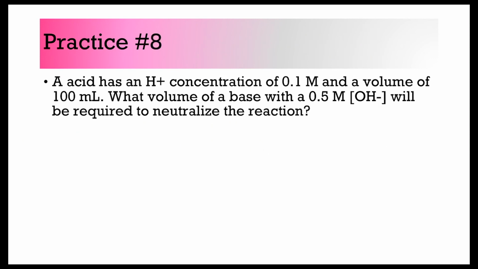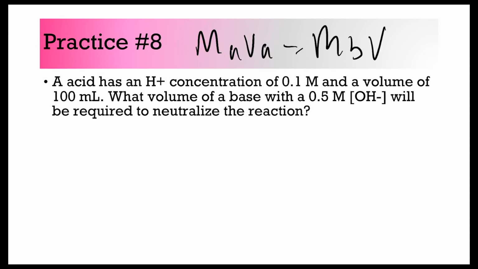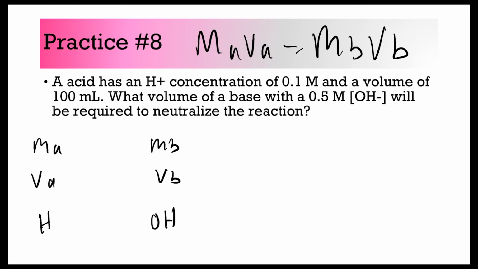Okay. Last example is, again, the same exact equation. We are going to list everything out. Ma Va, Mb Vb. An acid has an H plus concentration of 0.1 molar. So that's that. And a volume of 100 milliliters.